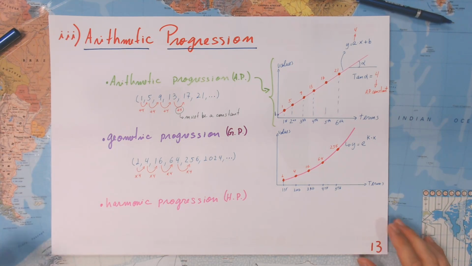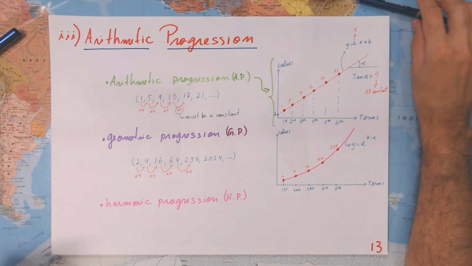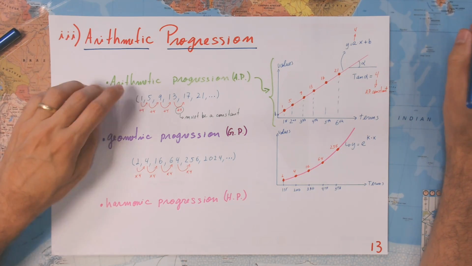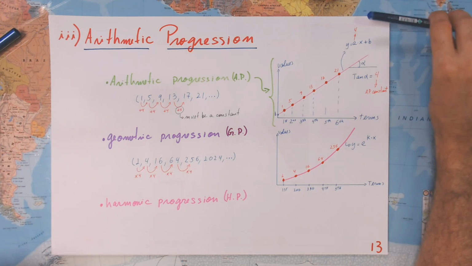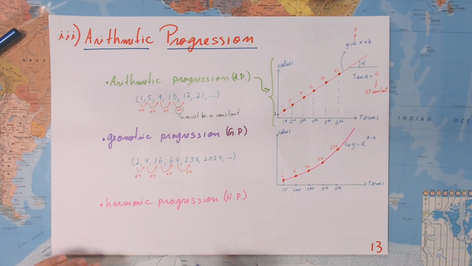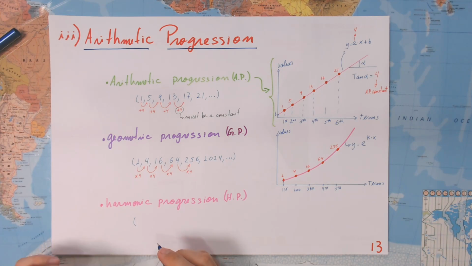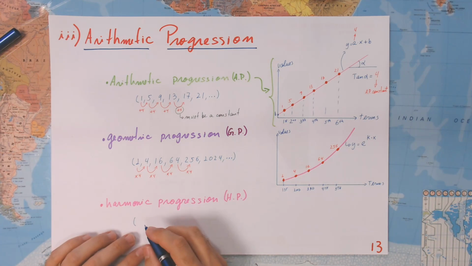And what about harmonic? Harmonic, in my opinion, is very interesting, because harmonic relates to arithmetic progression. In what sense? Well, let's first present the harmonic progression. It will be something like this. I'm going to write 2 or maybe 1. Let's just write 1 here.